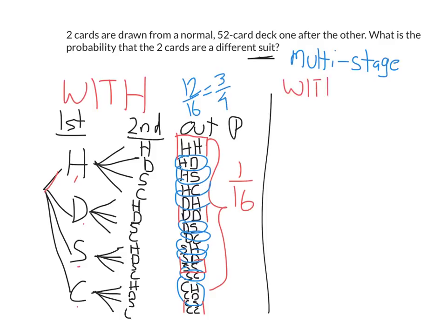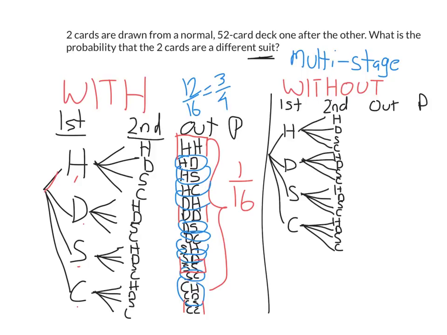But what about if it was without replacement? This time, I'm going to take a card but not put it back. So we're going to draw a very similar tree diagram. It's actually going to have the same outcomes, but they're just going to have slightly different probabilities. On the first go, each of them will have a 1/4 chance of occurring. Nothing's changed there. The thing that will change is the probabilities on the second go.